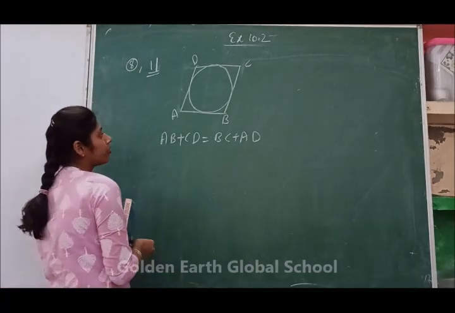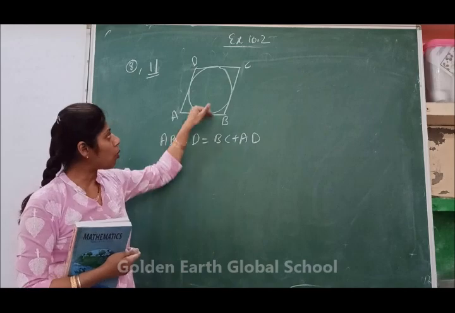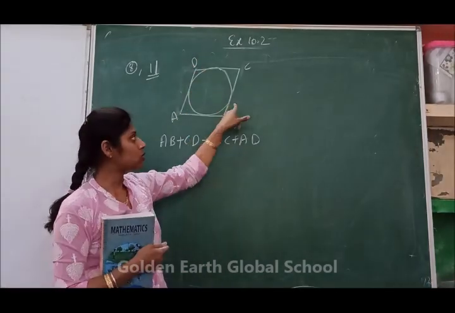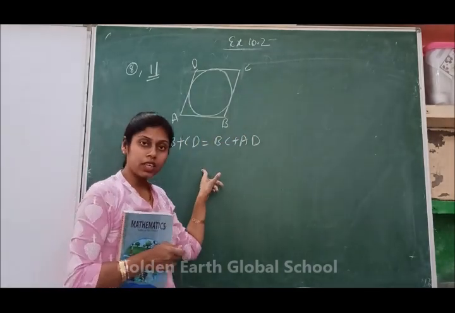How will we prove it is a rhombus? It is a parallelogram in which all the sides are equal. In a parallelogram, opposite sides are equal. So if we prove AB equals BC, meaning adjacent sides are equal, then we can say that all the sides are equal.